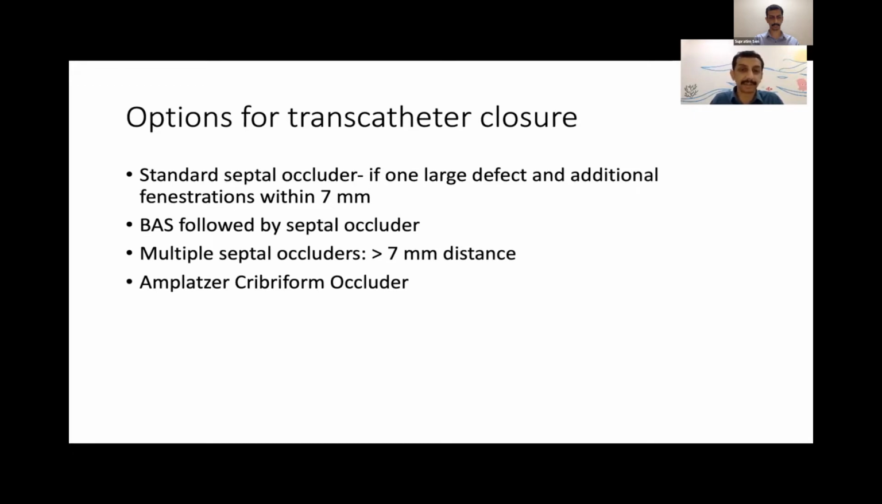Thirdly, multiple septal occluders can be used if the distance between these fenestrations is more than 7 millimeters. But in a small child, using multiple septal occluders is not always ideal. There is a slightly increased risk of erosion. And lastly, the Oct Cribriform occluder is a good option in this subset of patients.